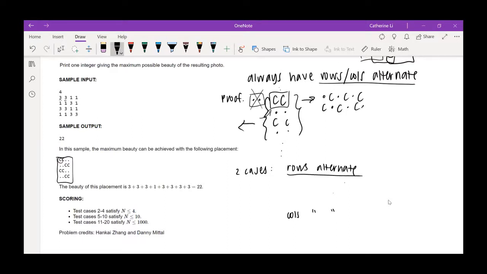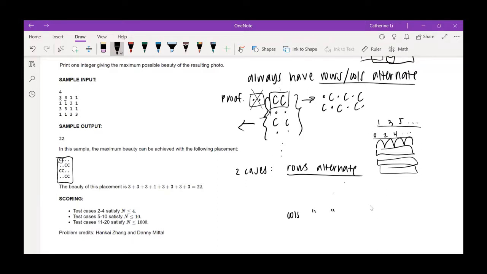So if the rows alternate, then we're just going to go through all of the rows, like this row, this row, this row. And we know they alternate, which means we either go starting from index 0 and then 2 and then 4 and so on, or we take 1, 3, 5. Like we put cows in the even ones or the odd ones.